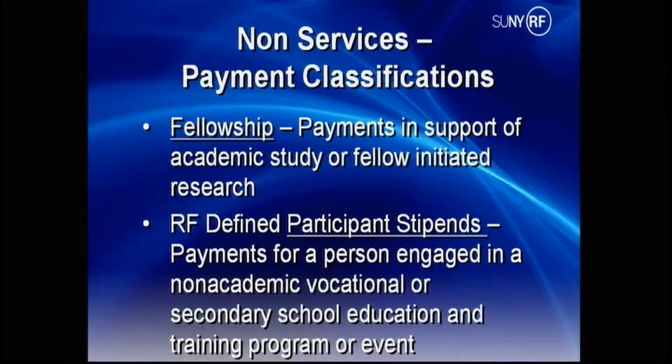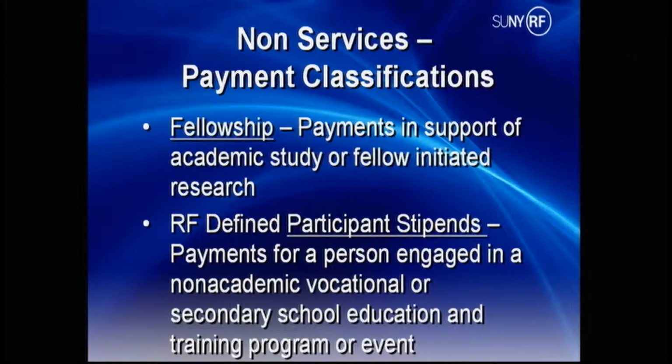For non-service payment classifications, we have to start with fellowship and participant stipends, and this is always a good discussion. And we do have a document out there on the web that walks us through a fellowship or participant stipend table. At a high level and generally, fellowships are payments in support of academic study or fellow-initiated research. These are typically given by a sponsor directly to a recipient, and the RF is the conduit for that money to get to them. So in theory, if a fellowship recipient were to go to another institution, they would take that fellowship with them, is one way you'd look at that.